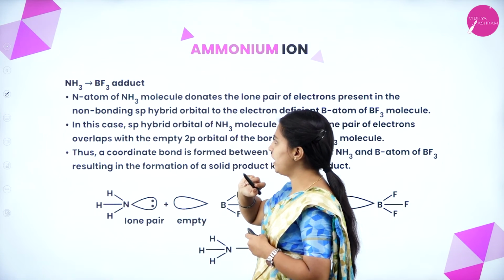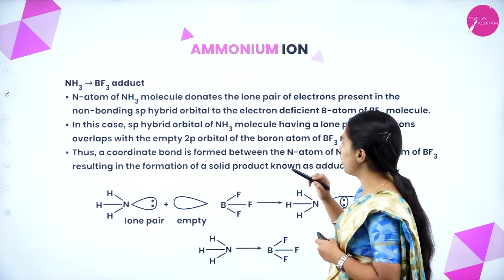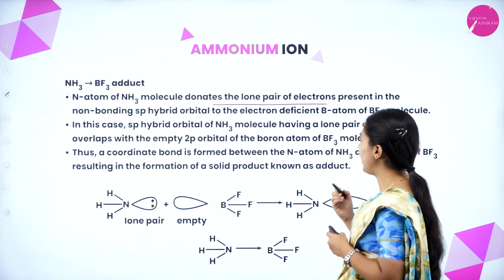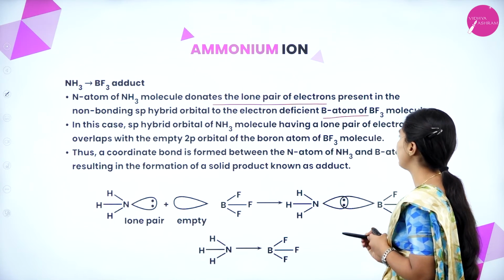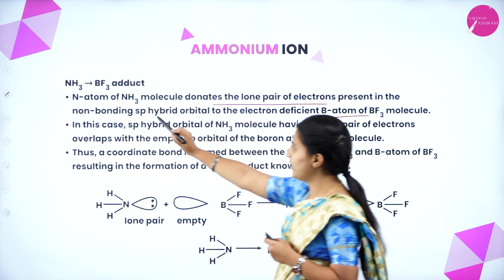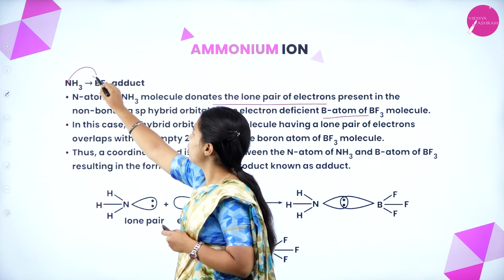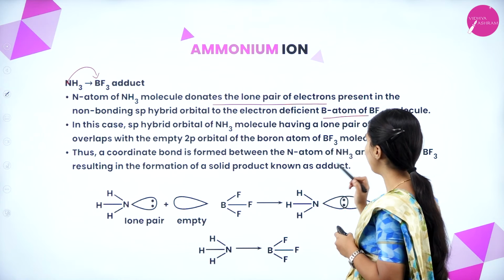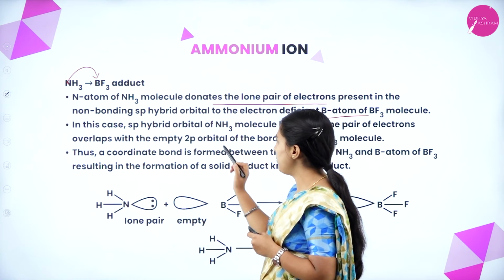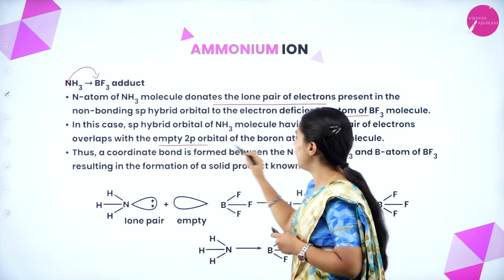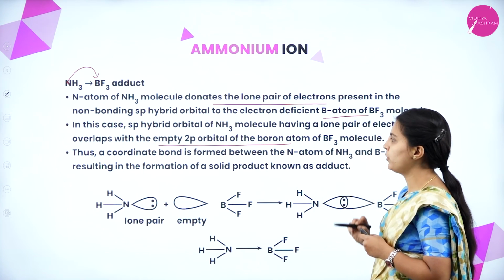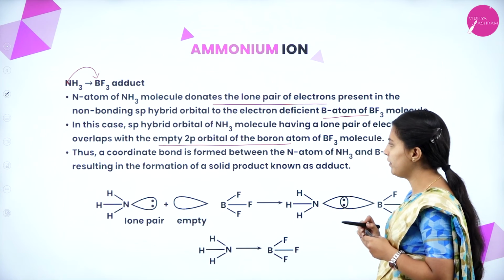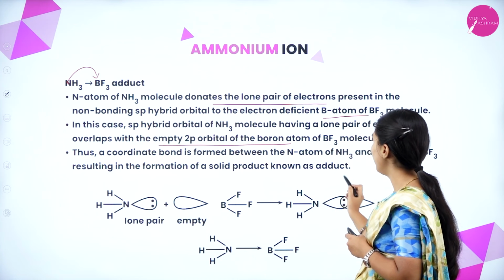And NH3 and BF3 adduct. N atom of ammonia molecule donates a lone pair of electrons present in the non-bonding sp3 hybrid orbital to the electron deficient B atom of BF3 molecule. What it is showing, this nitrogen will donate the electrons to boron. In this case, sp3 hybrid orbital of ammonia molecule having a lone pair of electrons overlaps with the empty 2p orbital of boron. Here in boron, empty is present, it will overlap to here. Thus, a coordinate bond is formed between the N atom of ammonia and B atom of BF3, resulting in the formation of a solid product called adduct.